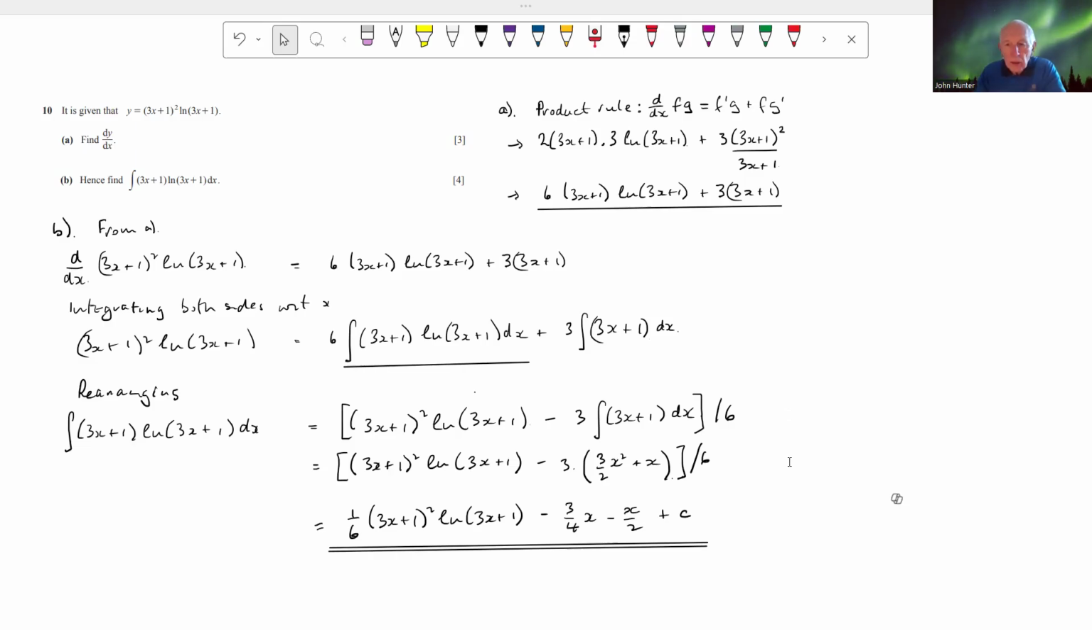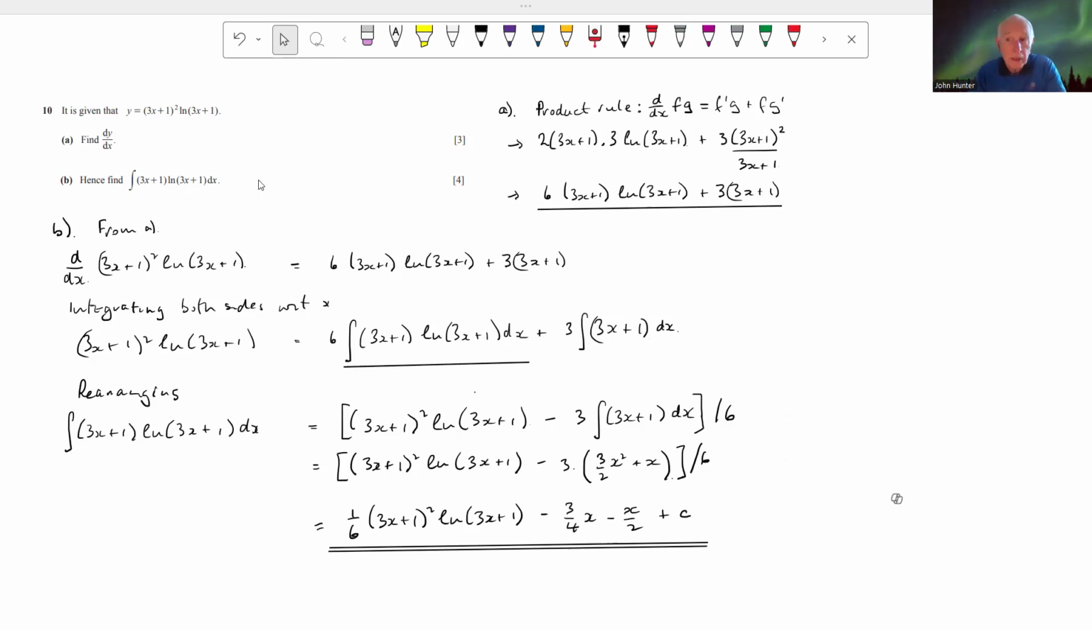Right. Well, here we've got a solution for a sort of differentiation integration problem. This is taken from a CIE paper, and this kind of problem is fairly typical in that particular specification. So we've got a differentiation to do, and hence find this integral.